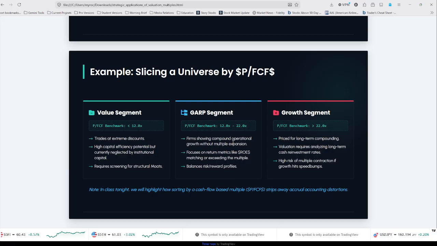So you have a more balanced risk to reward profile here, right? On the other side, you have a higher risk of multiple contraction, but also a high likelihood that these companies may be growing their business at a very, very high rate. As you can see here, valuation requires analyzing long-term cash reinvestment rates. So how much money is the company driving back into the business?